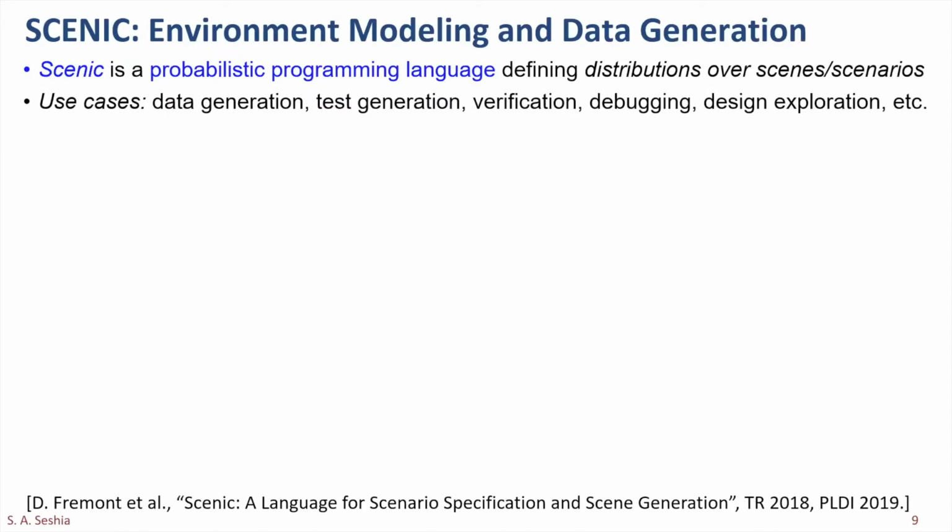All right, so let me start out with Scenic. As I mentioned, Scenic is a probabilistic programming language defining essentially distributions of scenes or scenarios. So a scene is essentially a configuration of objects and agents in the world, right? So for something like an autonomous vehicle, it's in the 3D space that constitutes the environment. A scenario is really an evolution of scenes over time. So scenario brings in the temporal aspect.